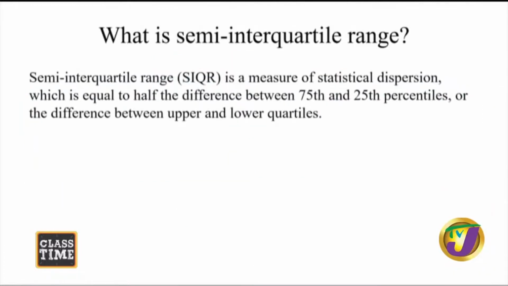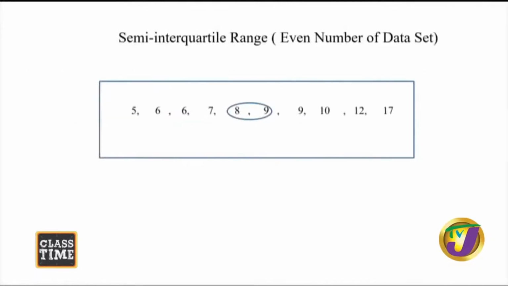All right. And since we're looking at interquartile range, we also need to know about our semi-interquartile range, which is a measure of statistical dispersion, which is equal to half. Remember, semi is half. So it's half the difference between the 75th and 25th percentiles, or half the difference between the upper and lower quartiles.